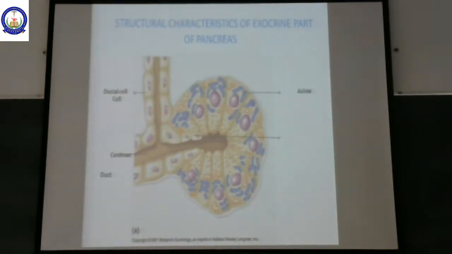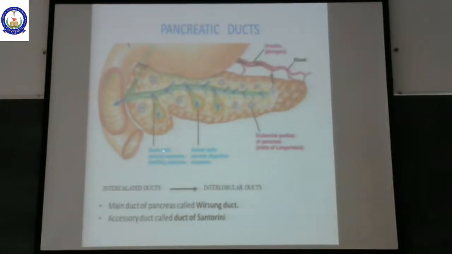Okay. Now, we have various smaller ducts and then we have the bigger ducts. The smaller branches are the intercalated ducts. They in turn form interlobular ducts. All this will pour into a main duct. Can you see here? This is the main duct. It is like a highway.